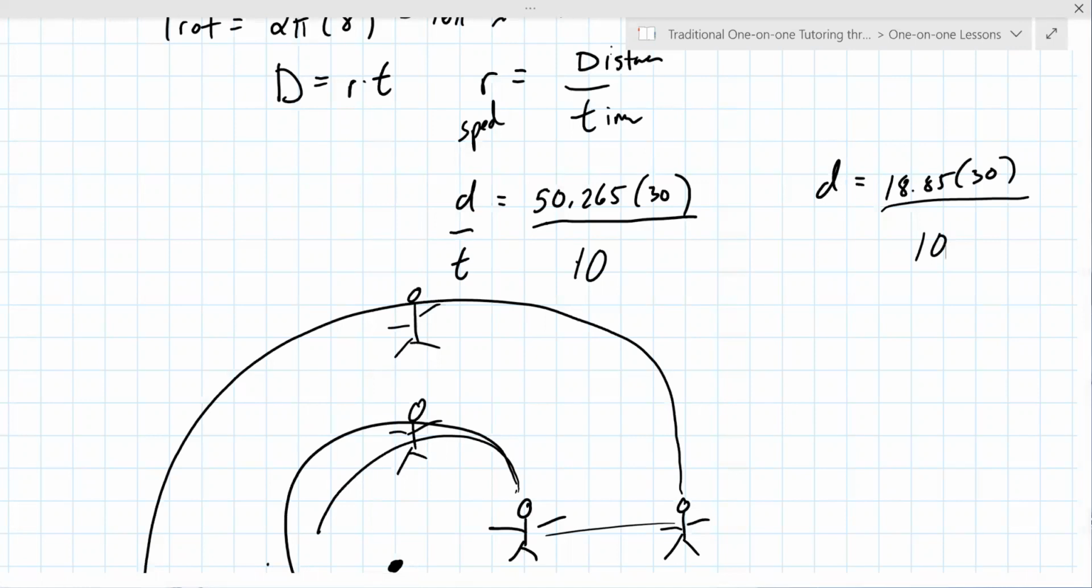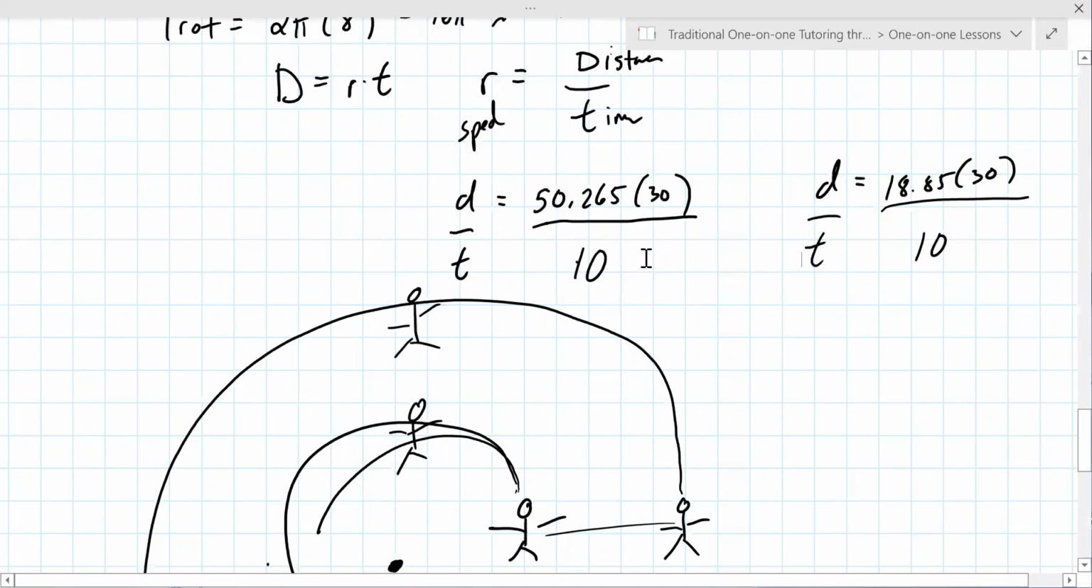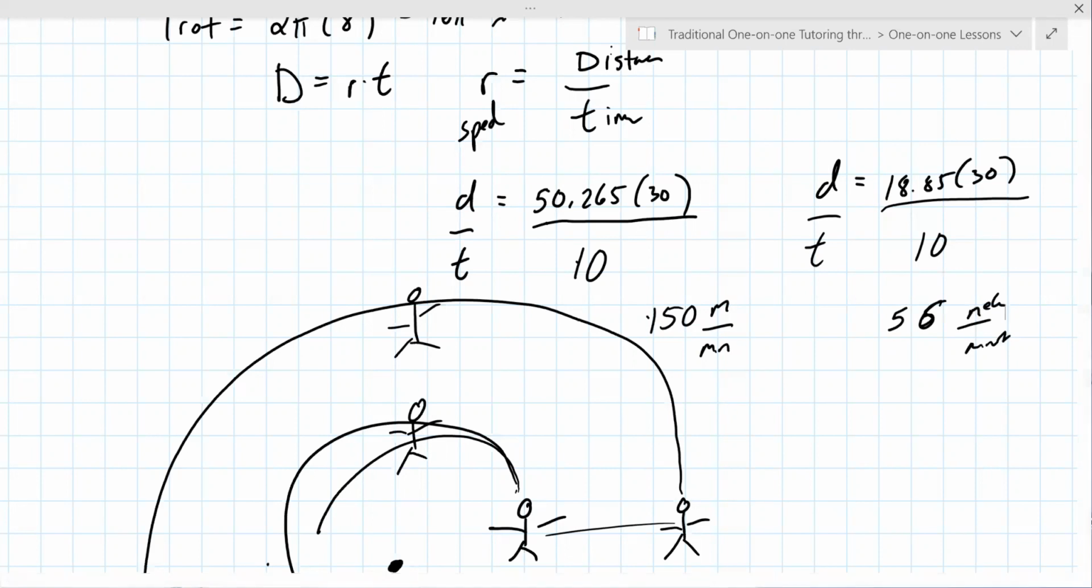Yes. So once you multiply those all together and divide it, you would have the speed of the person. Yes. So the one on the outside is going about 150 meters per minute, and the one on the inside is going about 55.6 meters per minute. They're just cruising along.